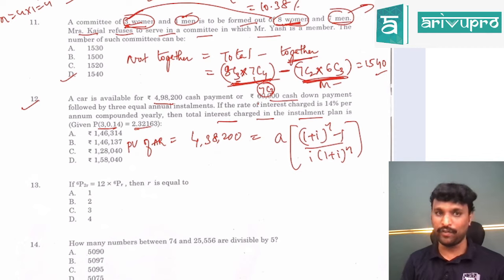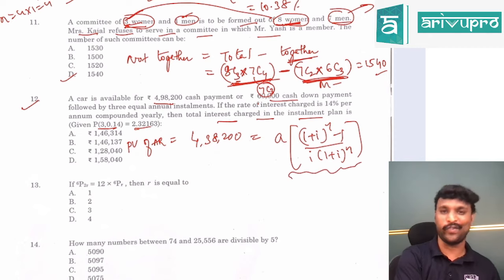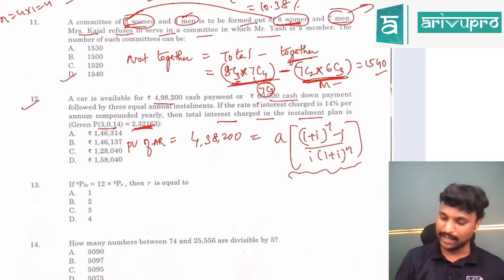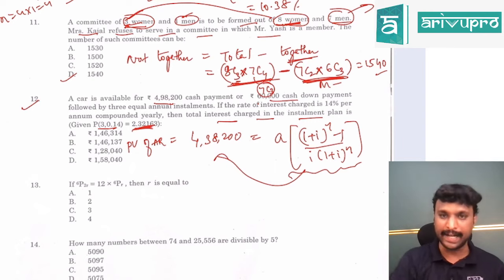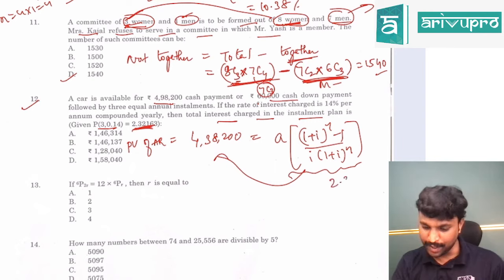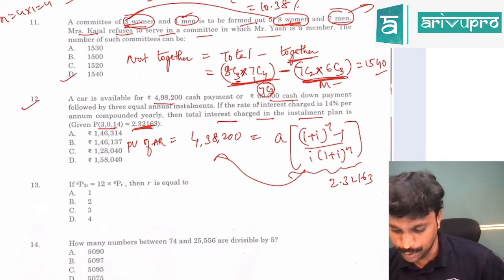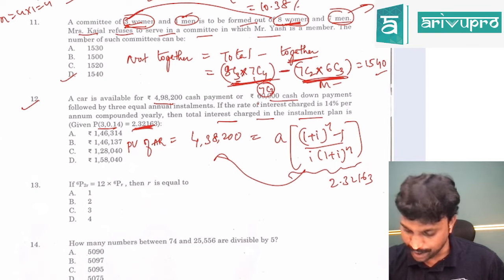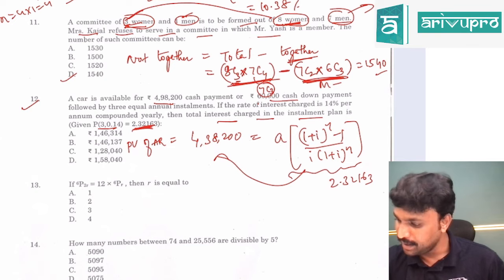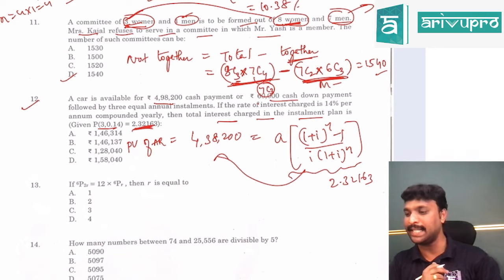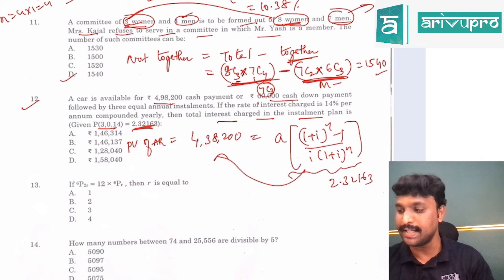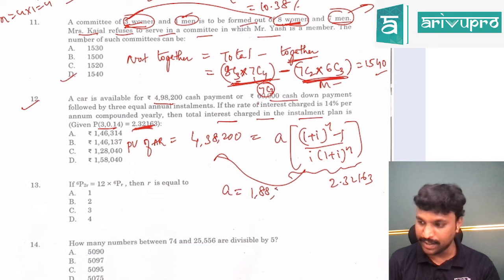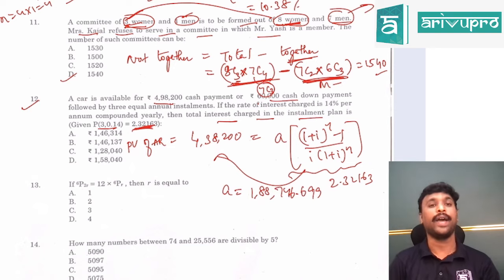Guys, present value of interest factor is given. Present value of interest factor is how much? 2.32163. So that value would go to the left hand side, gets divided. So now what you do is 4,38,200 divided by 2.32163. So the result of this is 1,88,746.69. So that is the annuity value, 1,88,746.699. Okay, so this is the annuity.